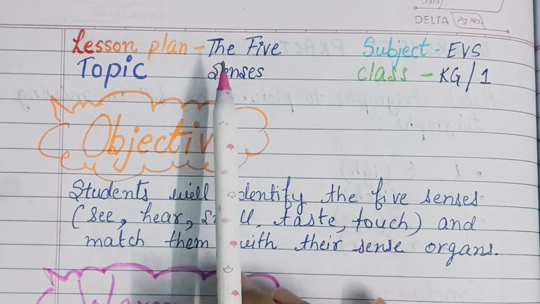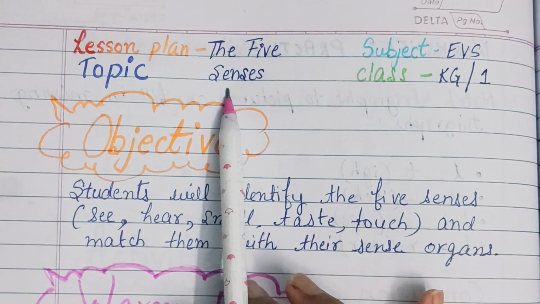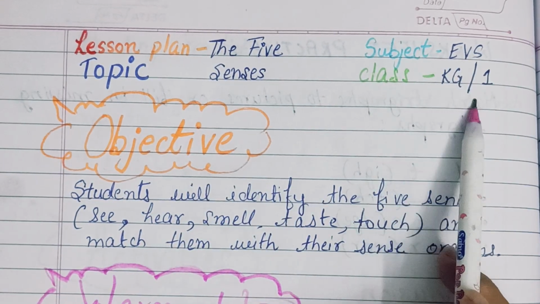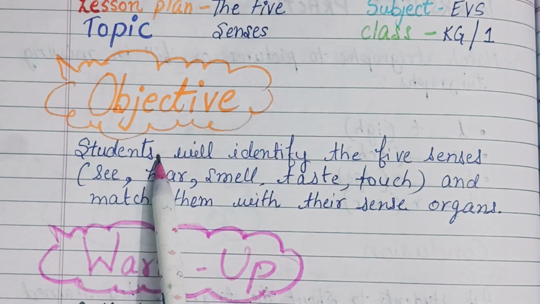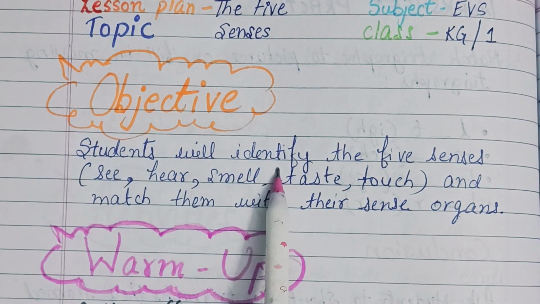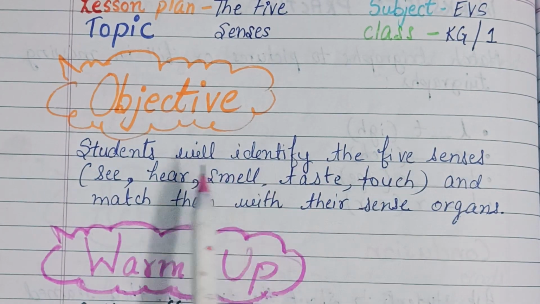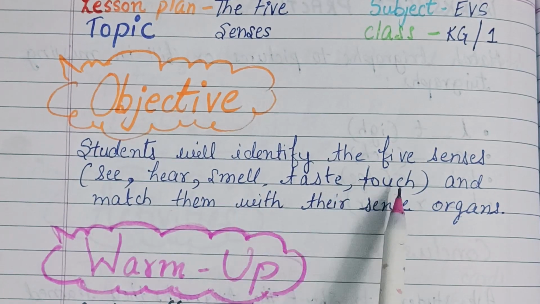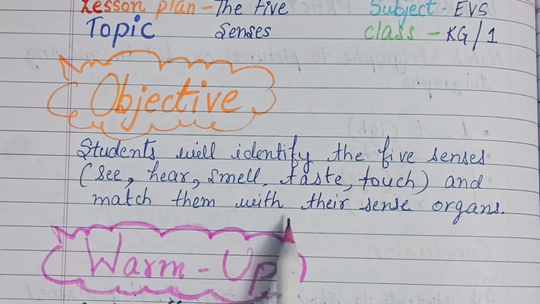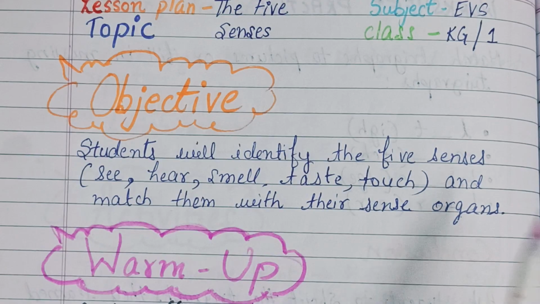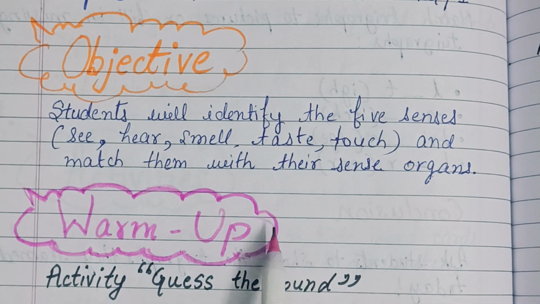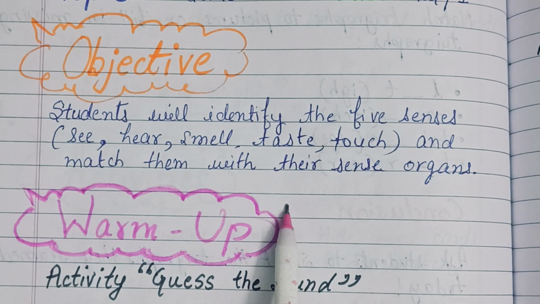Today's topic of the lesson plan is the five senses, subject EVS for class KG or first. Objective: students will identify the five senses, that is, see, hear, smell, taste, touch, and match them with their sense organs. So, teaching aids I forgot to write here, you can check in the description below.